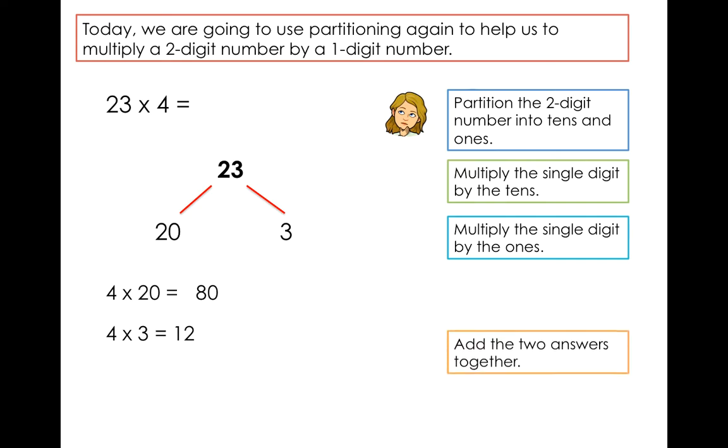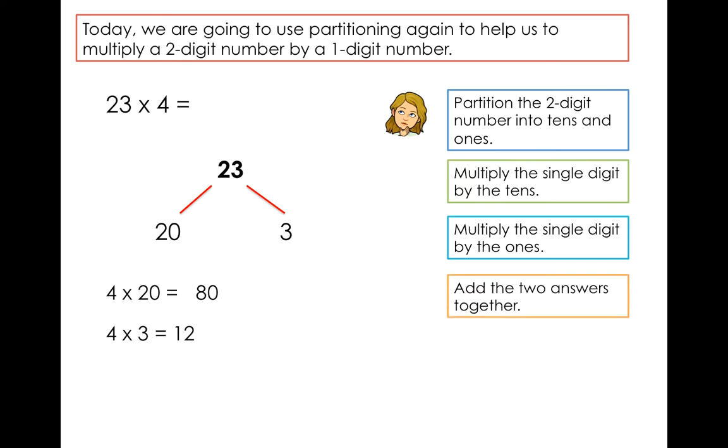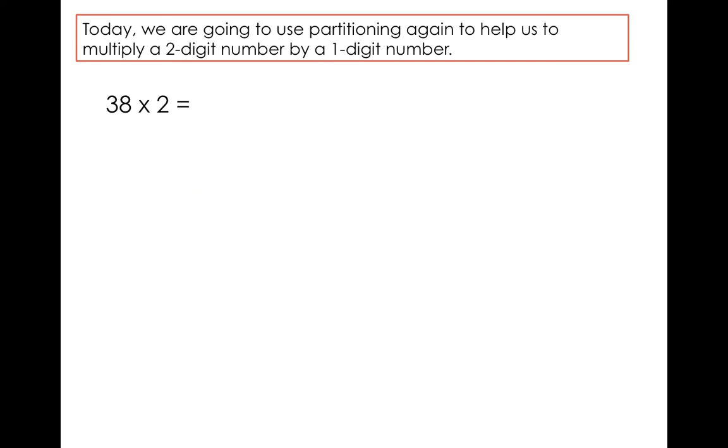Okay? Then the final step that we need to do is add the two answers together. So 80 add 12 gives us 92. If you're struggling with this step, adding them together and getting the right answer, what you could do is just do a quick column addition to help you get the answer. Super. Let's look at another example.